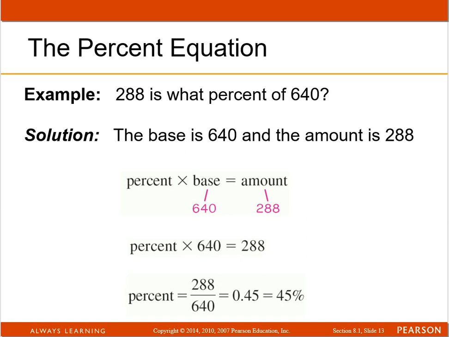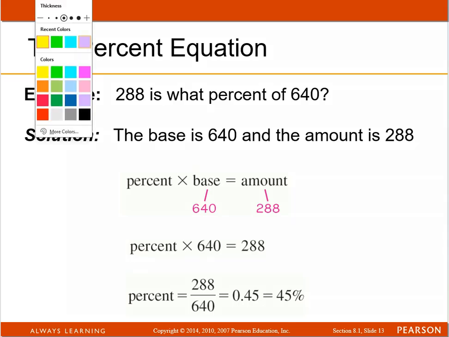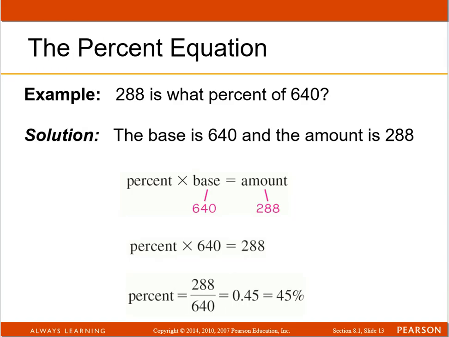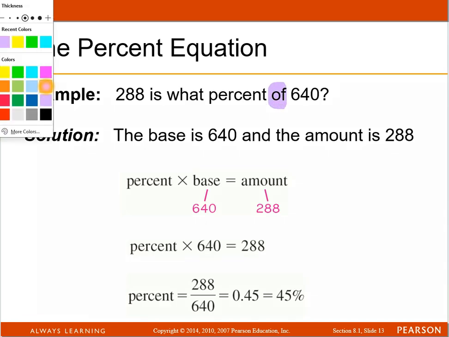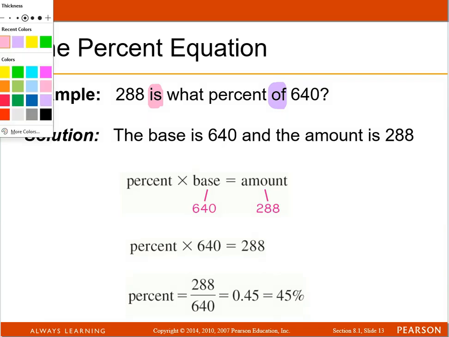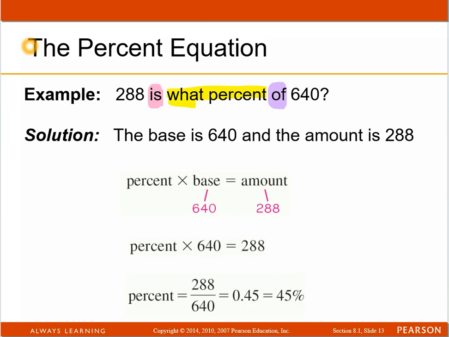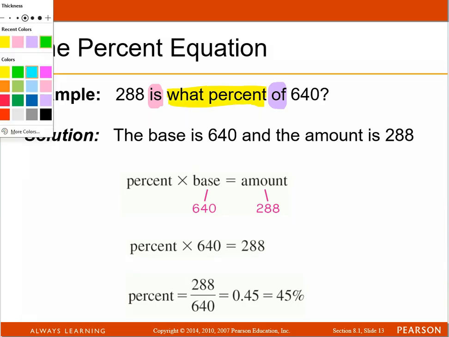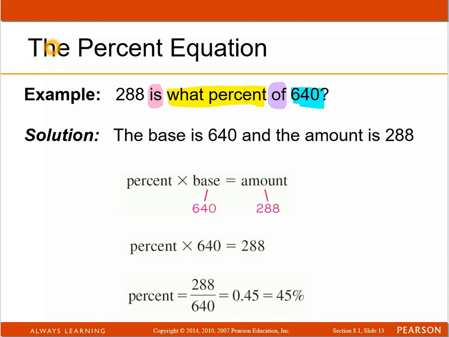Right, and here's the third type. Once again, the example says 288 is what percent of 640? So I usually highlight the "of" as my multiplication sign. The "is" is my equal to. And then you've got a "what percent," that's right here. That's your percentage. And then on the other side of the "of," which is the 640, that's your base.